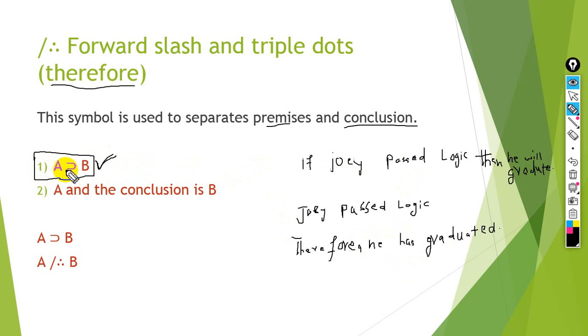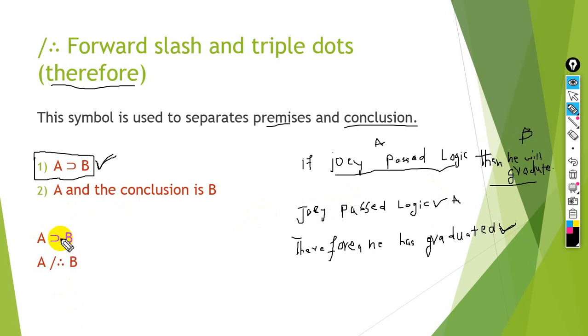So now here the condition is represented by A and the conclusion is B. If this is A then B will be the conclusion. Now here B is the conclusion. Second, if Joy passed the logic, this is A, and this was B. Now what is the conclusion? A is true, so B will be the conclusion. So how will we represent this?